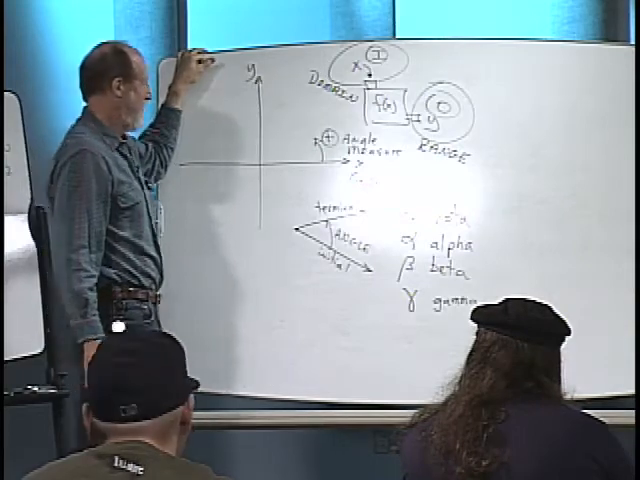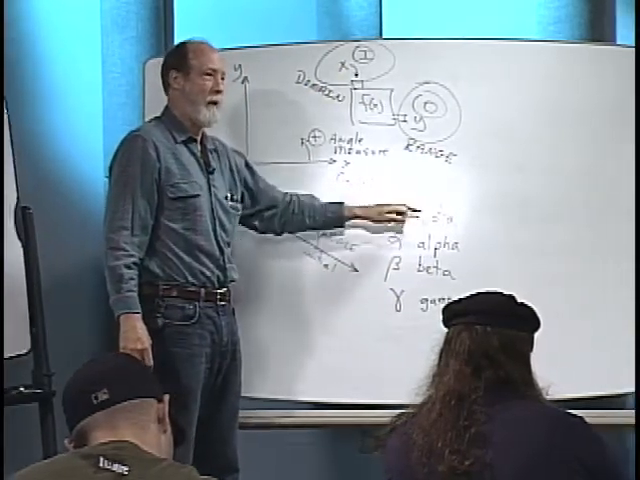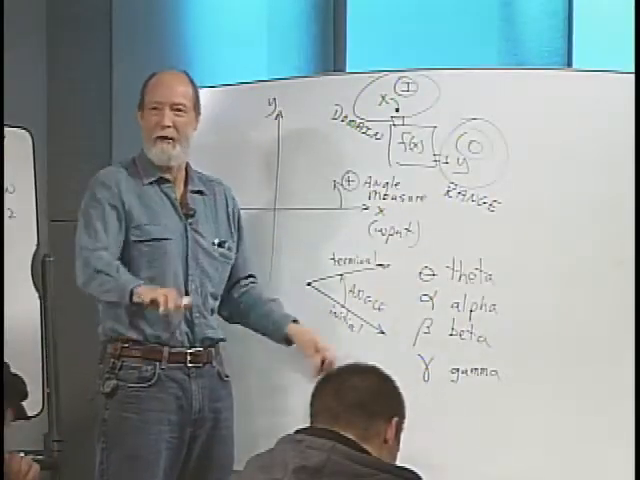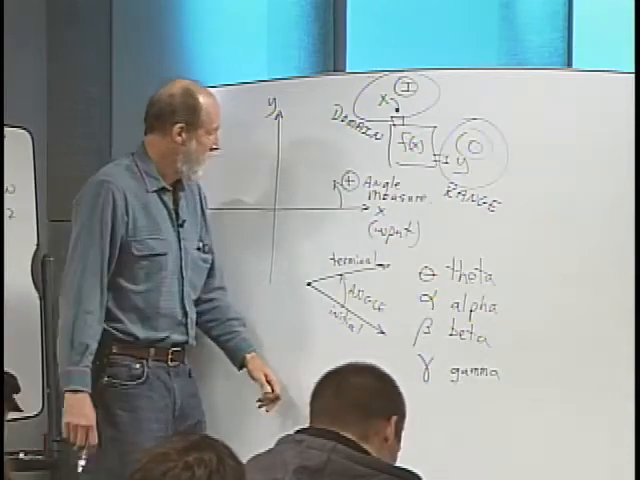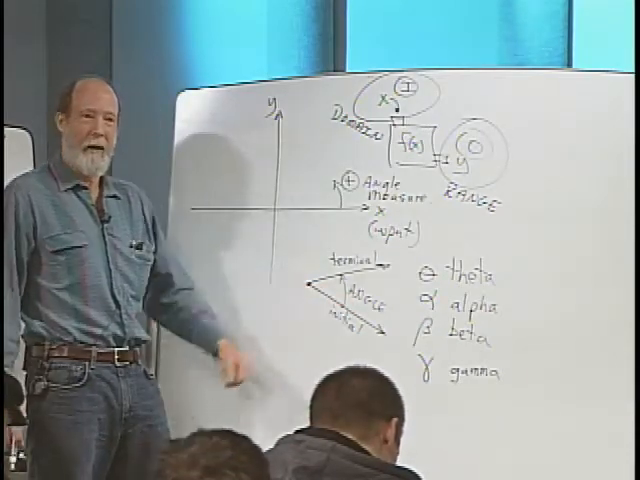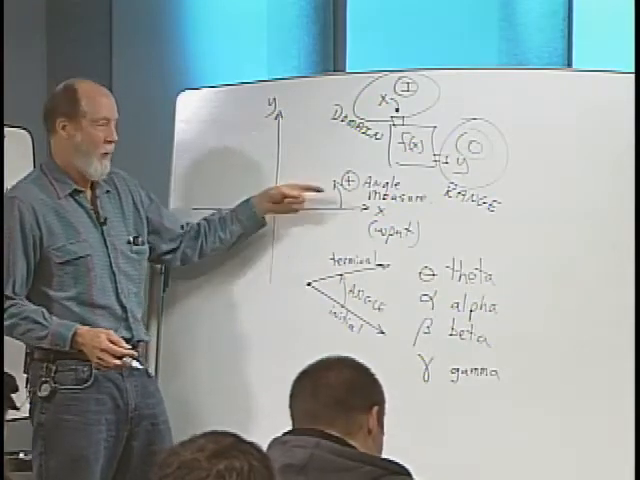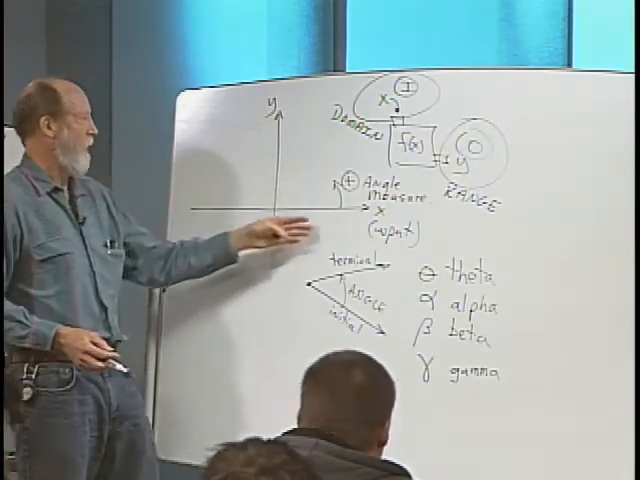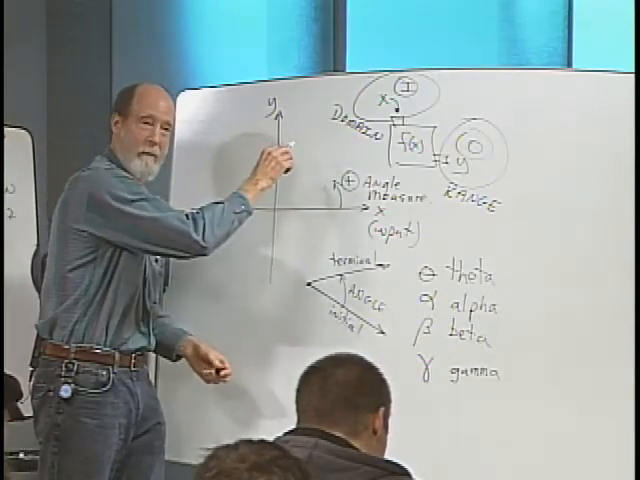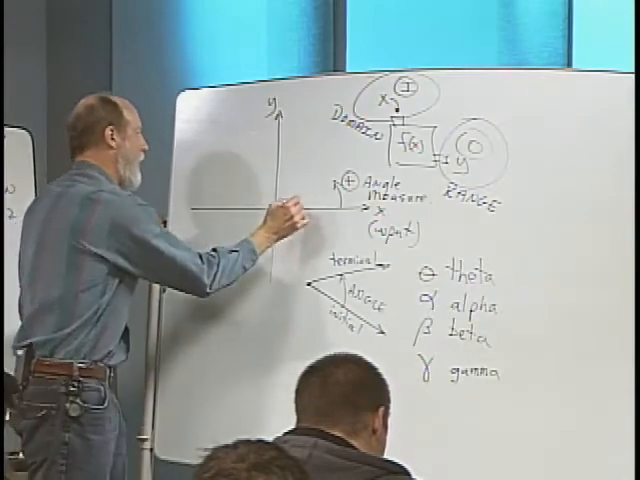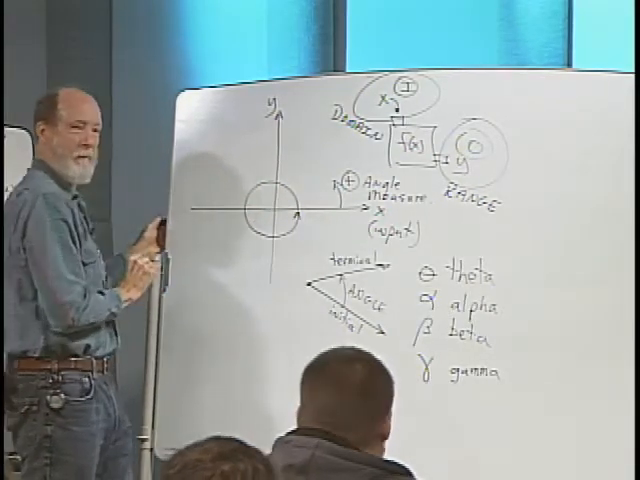Try to commit these to memory. You're going to hear me say them, and we'll be writing them down every day, so it'll become familiar to you, just like your phone number. Okay, so you got the idea? Now, if we let the initial side start here on the x-axis and we rotate all the way around, we have a complete rotation, one revolution. So let me draw that. Here's one revolution, right?